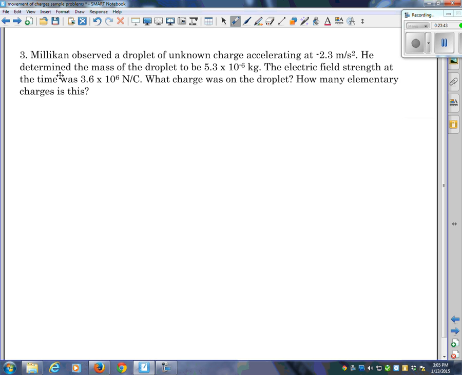Millikan observed a droplet of unknown charge accelerating at minus 2.3. He determined the mass of the droplet to be 5.3 times 10 to the minus 6. The electric field strength at the time was 3.6. What charge was on the droplet? We are solving for Q.